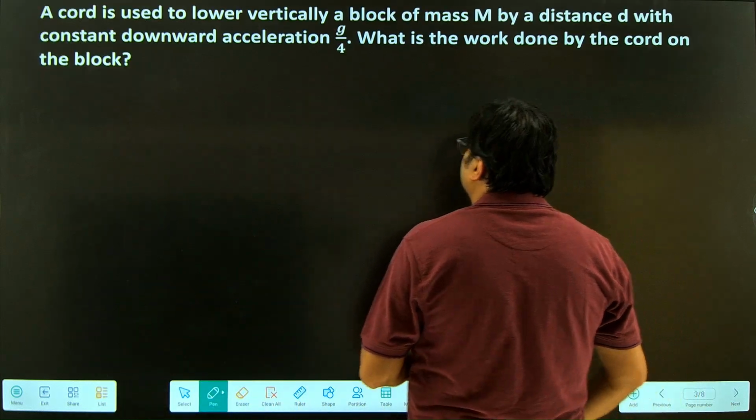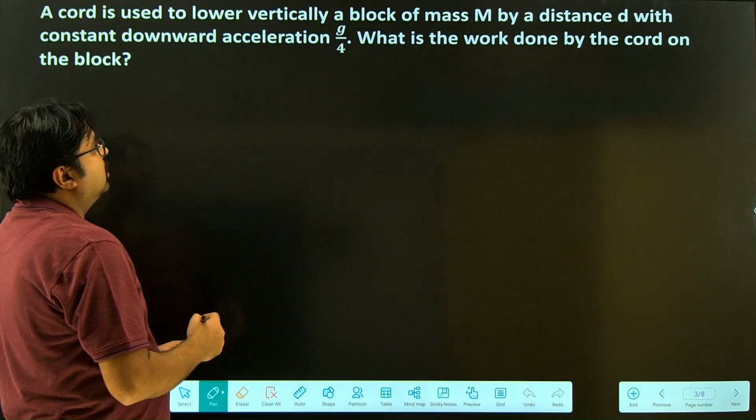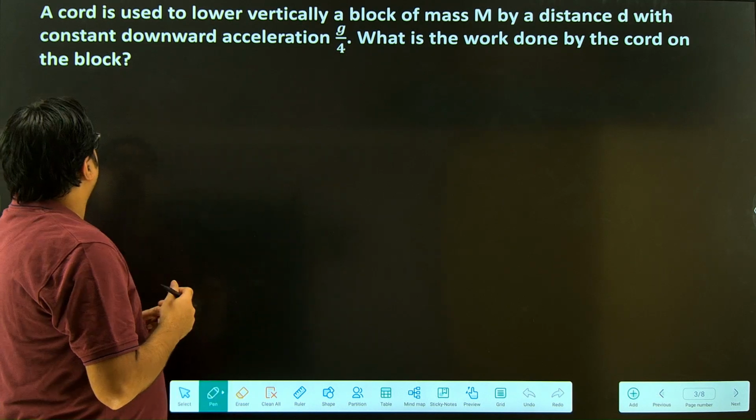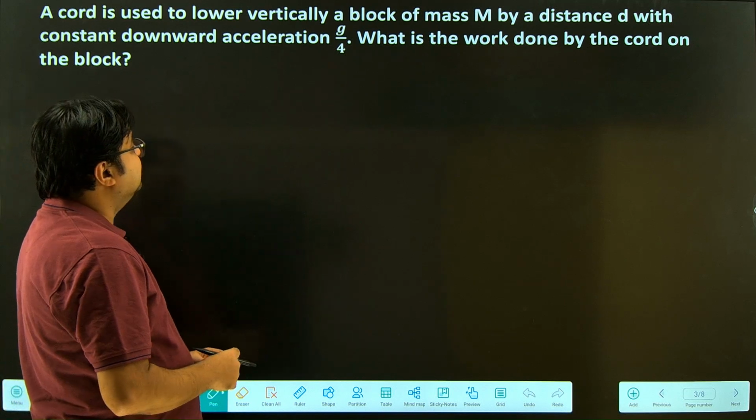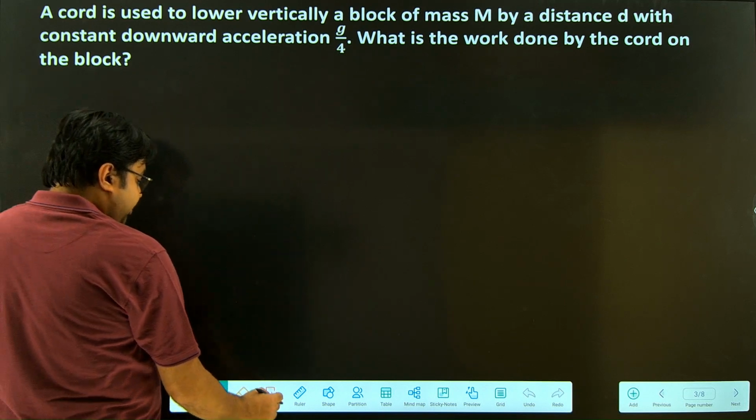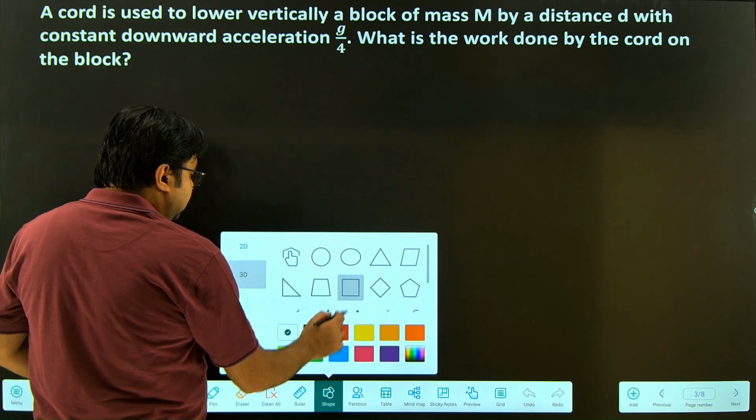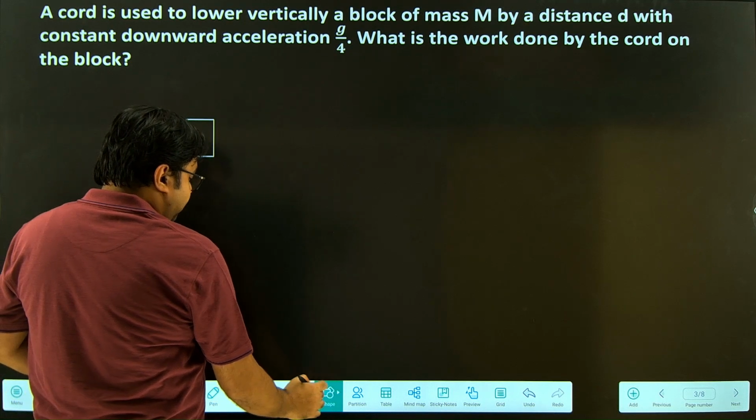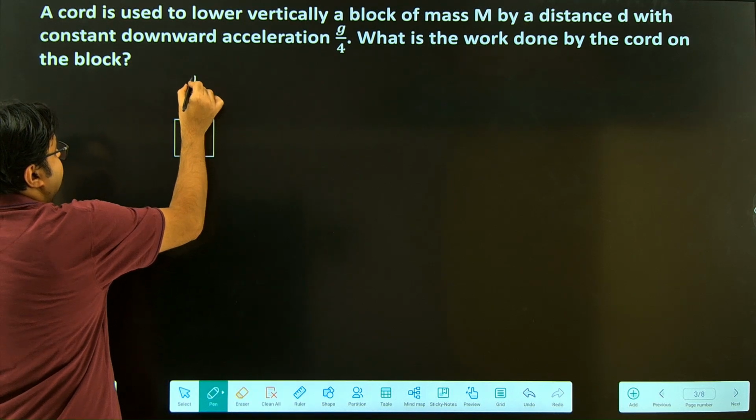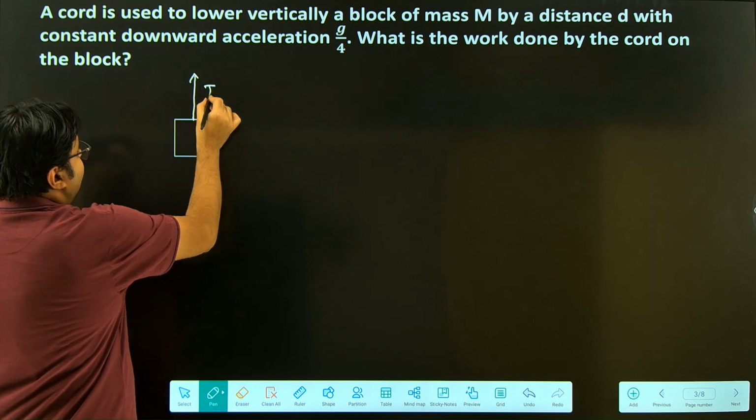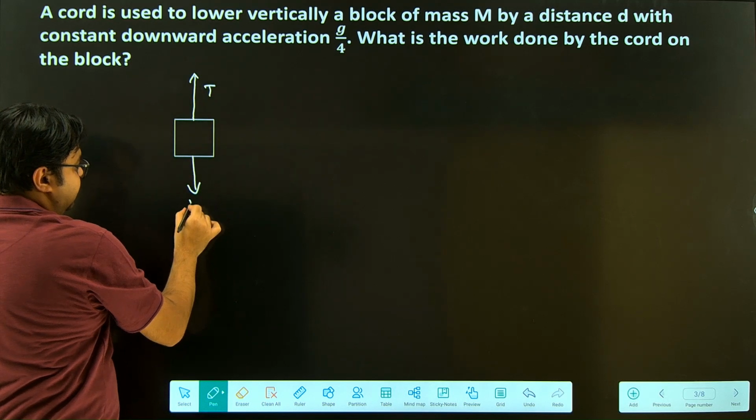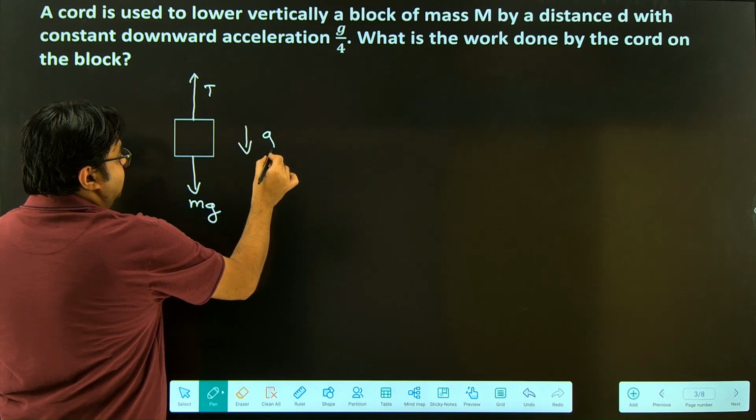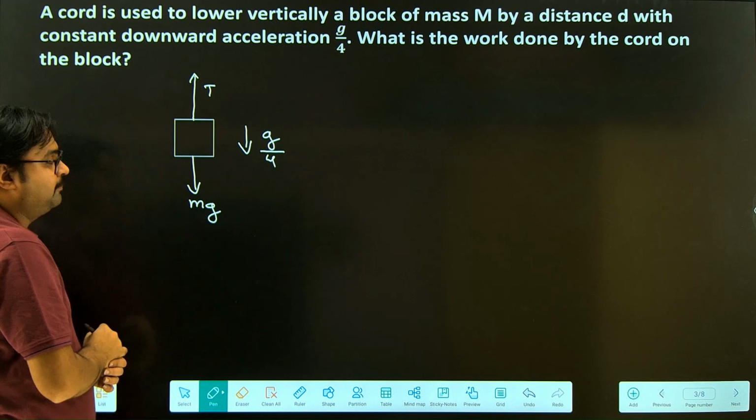So let's look at the question. A cord is used to lower vertically a block of mass m by a distance d with a constant downward acceleration of g by 4. So what you have here is a block. The block is acted upon by a tension in the upward direction. Obviously, the weight acts in the downward direction. Let me write it as m into g. The downward acceleration of the block as a result is g by 4.